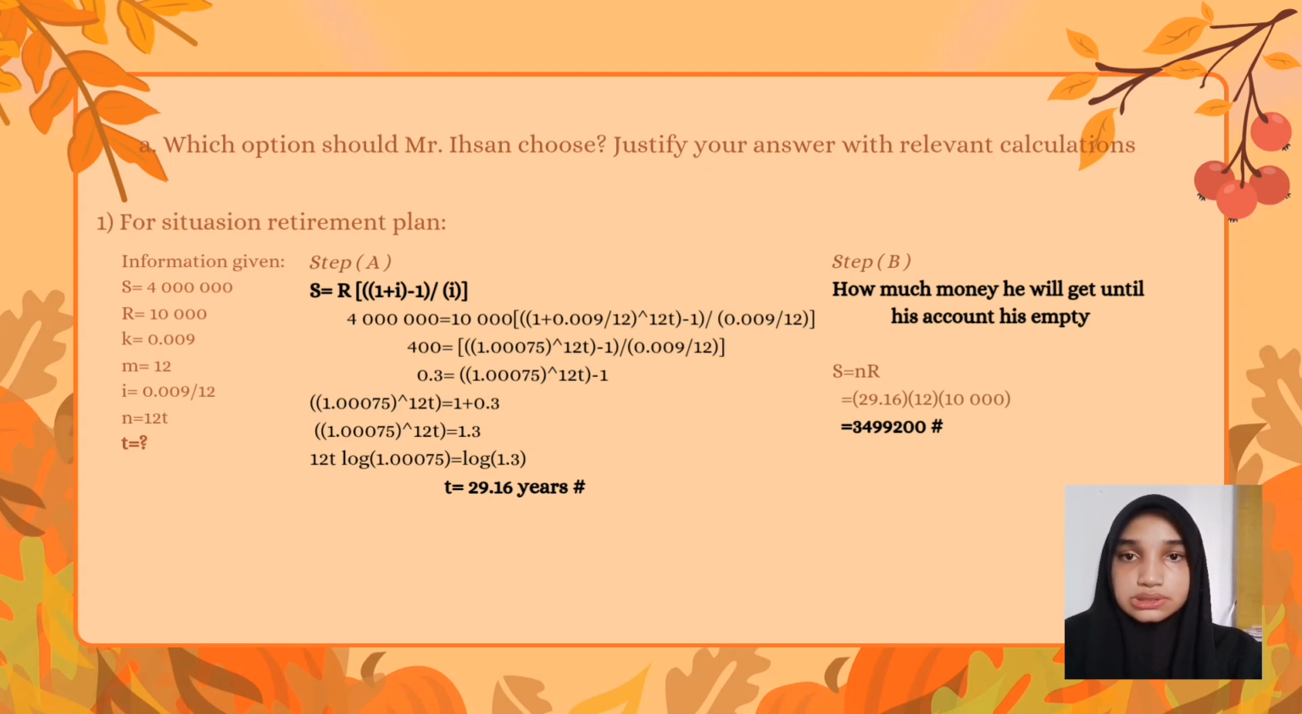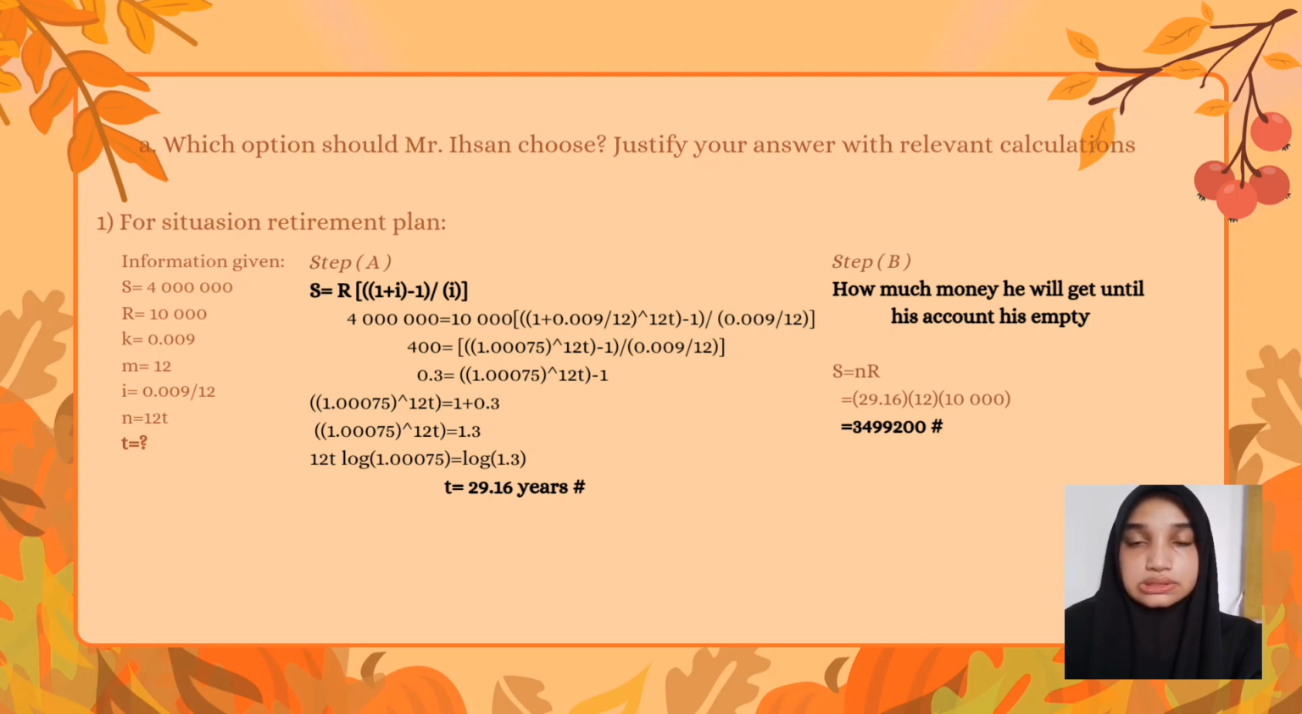First, for the retirement annuity plan, the information given is S equals 4 million, R equals 10,000, K equals 0.009, M equals 12, N equals 40, and T equals unknown. The first step is to find the years. We use the formula for investment in annuity, Chapter 4, which is S equals R open the brackets 1 plus I in the power of N close the bracket minus 1 over I.